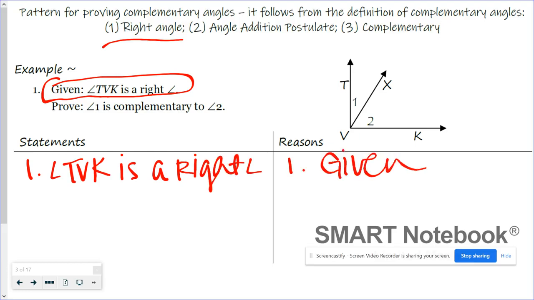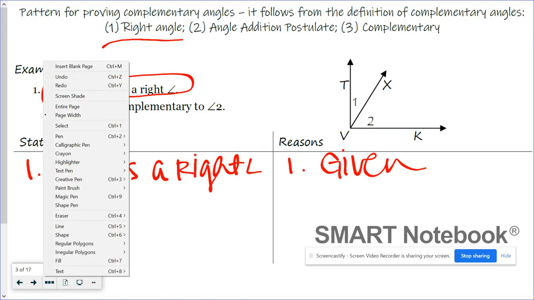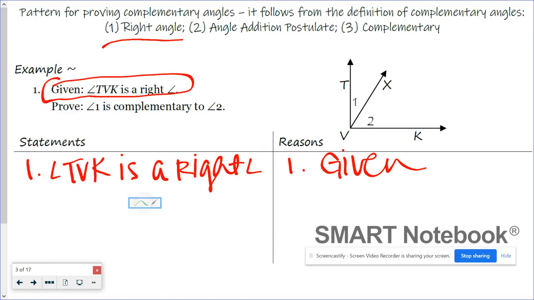So I'm trying to prove that angle 1 is complementary to angle 2. And the definition says I need to show that the sum of two angles is a right angle. So that brings me to the second step in our pattern, the angle addition postulate. So I'm actually going to put into my proof that if I were to add angle 1 and angle 2, I would get the entire angle TVK.